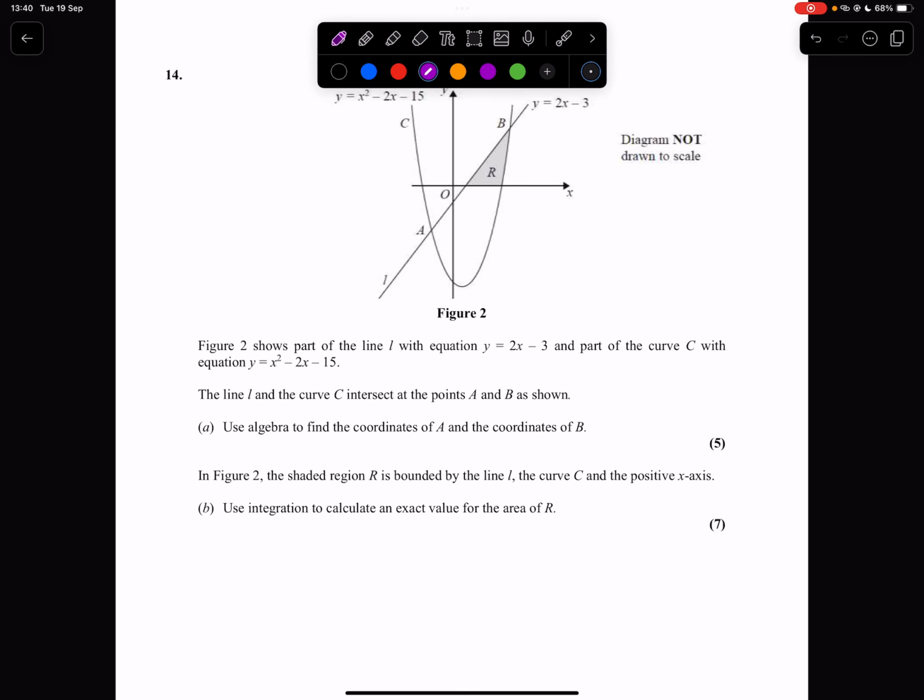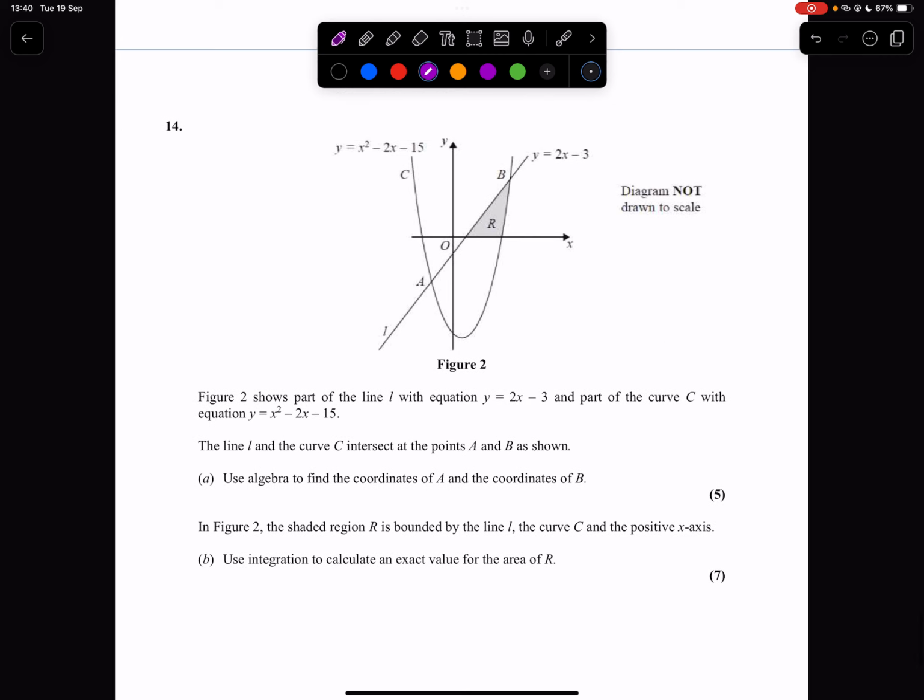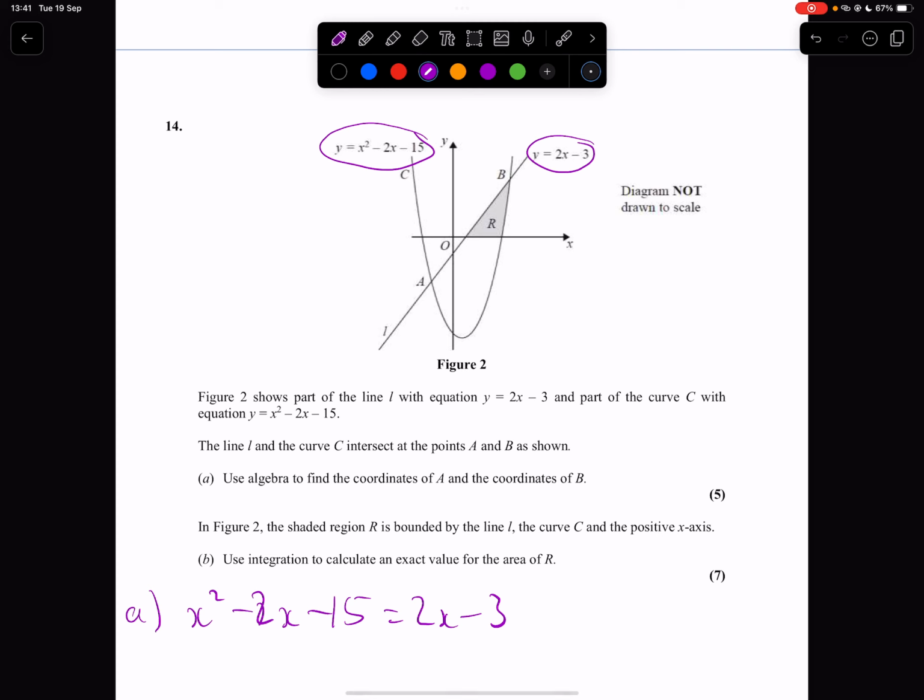Okay, our last one is finding an area enclosed by a curve and a line. So first thing it's asking us to do though is find out what the coordinates of A and B are. So we want to find out, when does this equation meet this equation? And to do that algebraically, we would say, okay, when does x squared minus 2x minus 15 equal 2x minus 3?